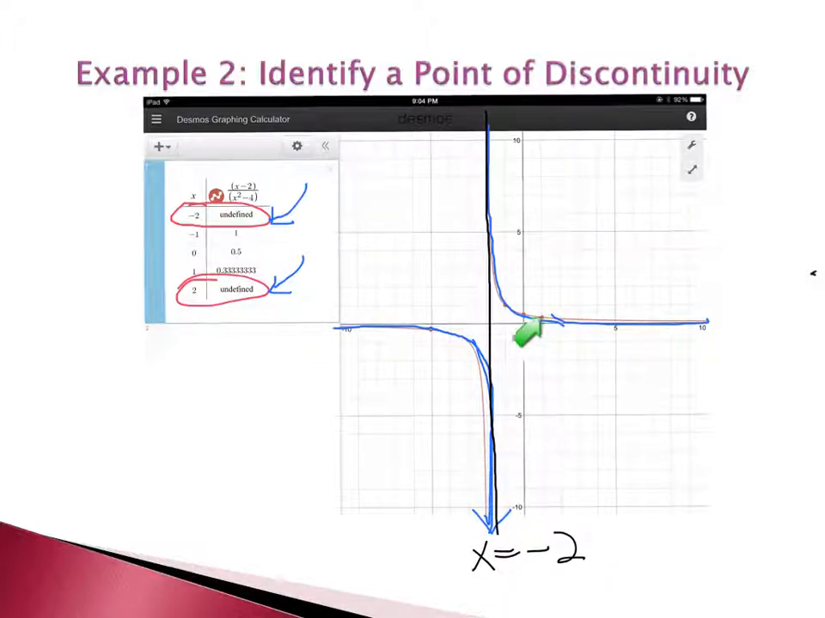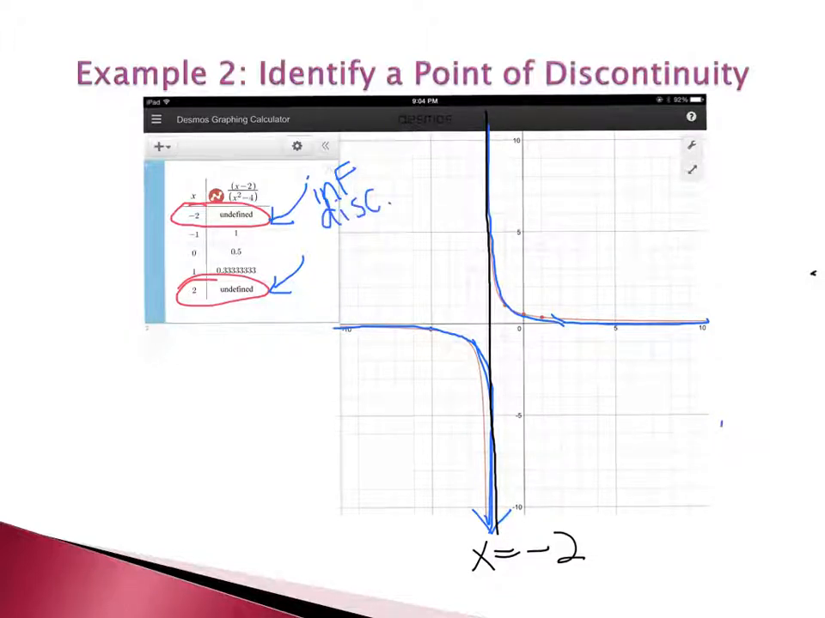And as I approach negative 2 from the right side of the graph, I'm going to say that our y value is approaching infinity because the y values are increasing or moving upward. So I know that at negative 2, we have an infinite discontinuity, which I discussed on the previous slide.